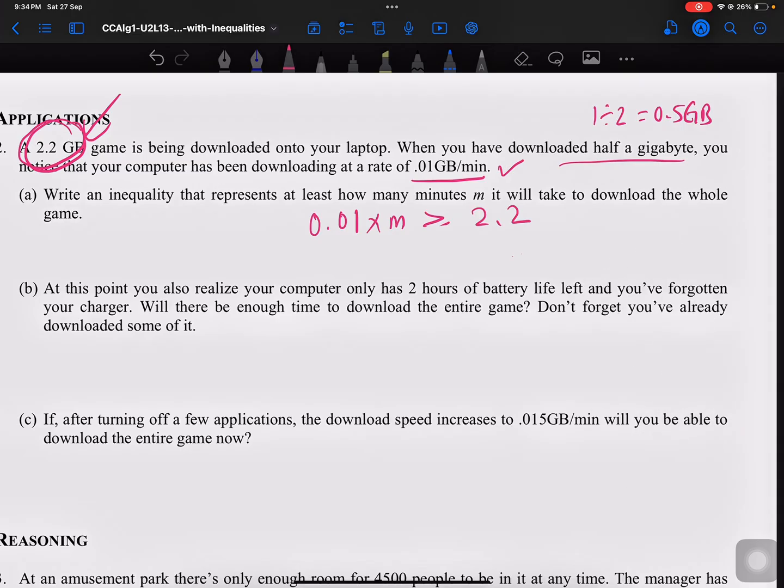For B, I say that halfway has been downloaded. So 0.5 downloaded. So how much left? 2.2 minus 0.5, I still have 1.7 gig left. So our new inequality is 0.01 m. Okay, so now I need to solve it.